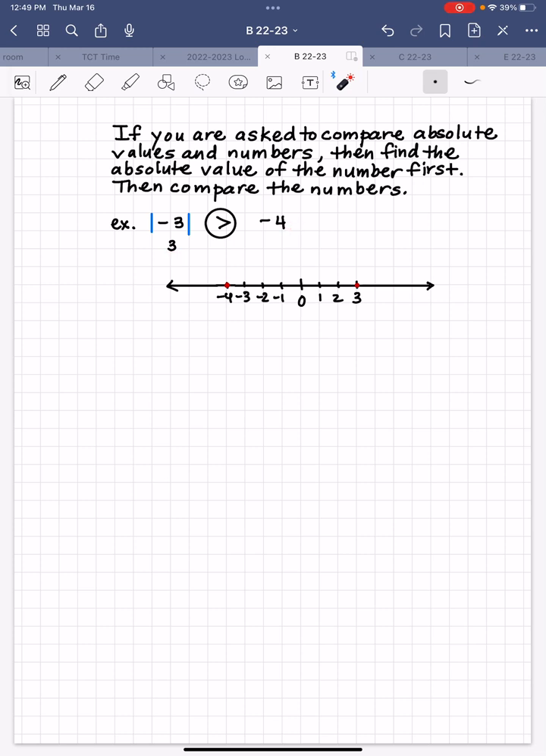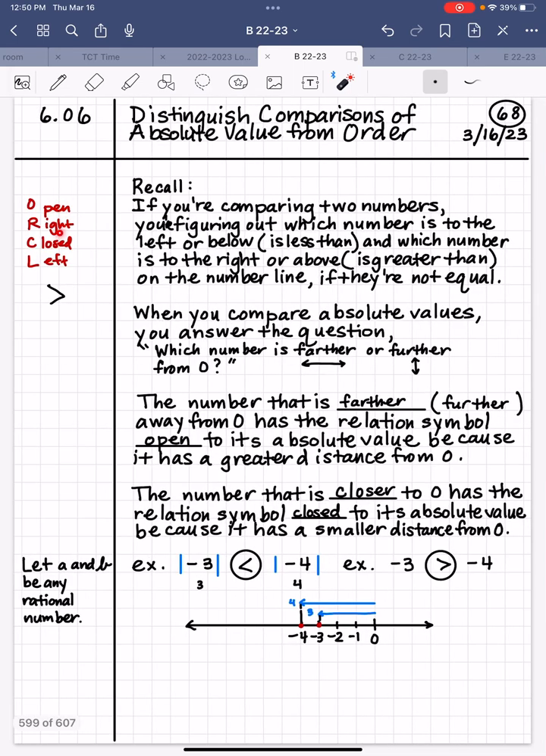I'm now comparing the numbers, so I'm going to look at which number is on the left on the number line and which number is on the right. So I can see that the opposite of 4 is to the left of 3 on the number line, so the comparison symbol is going to be open to 3 because that number is on the right, and close to the opposite of 4 because that number is on the left. Remember, open right, closed left, okay?